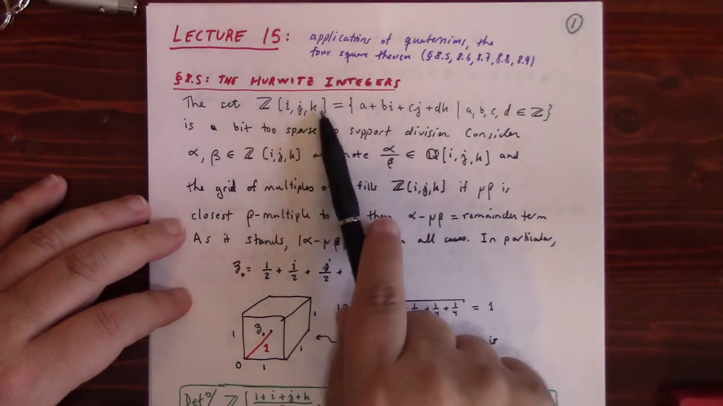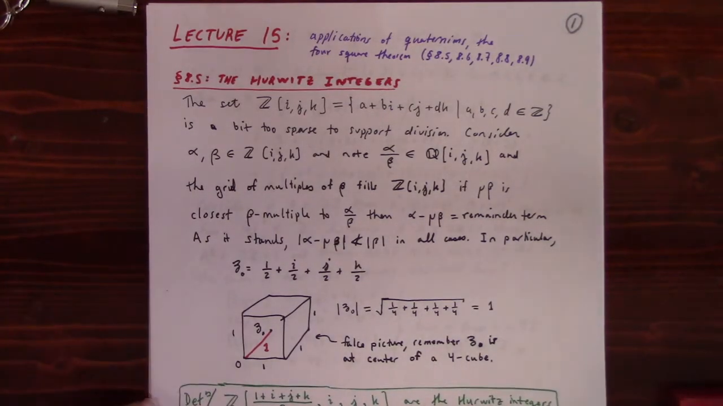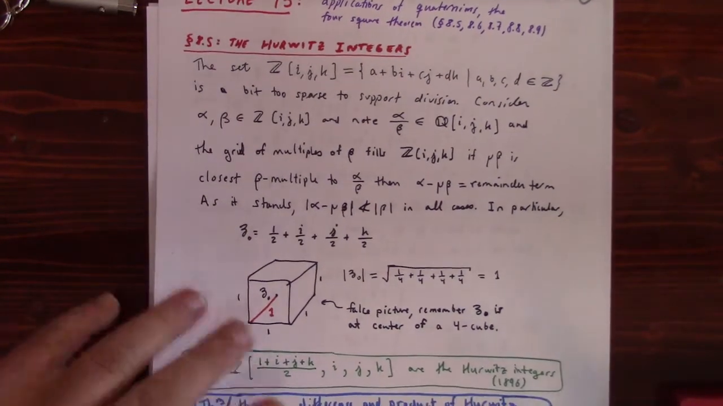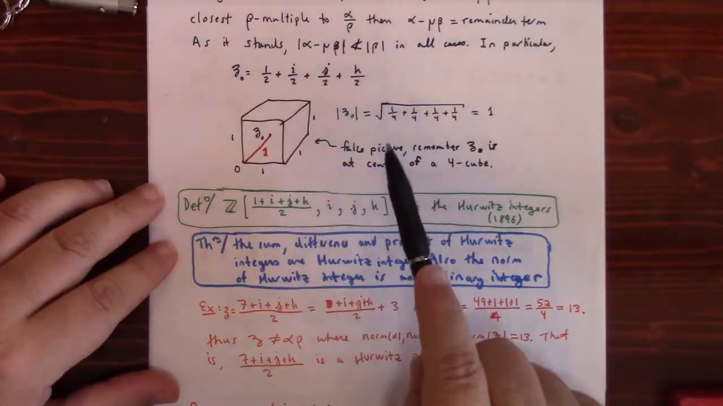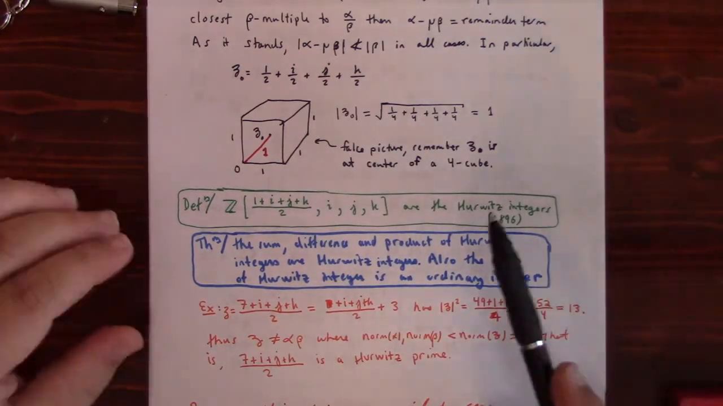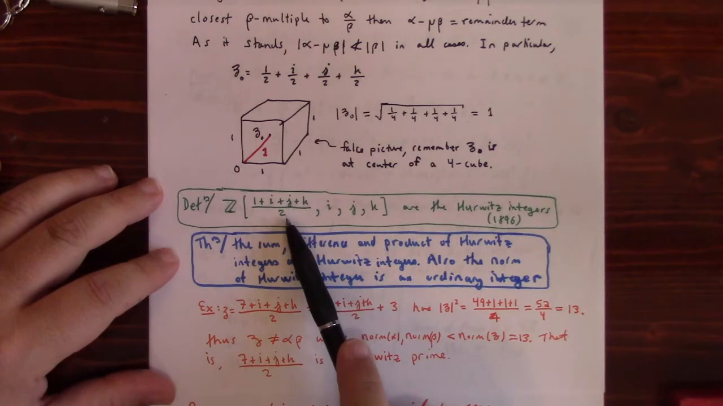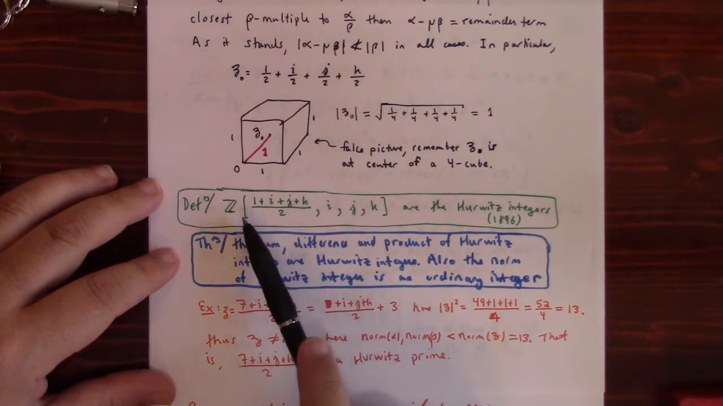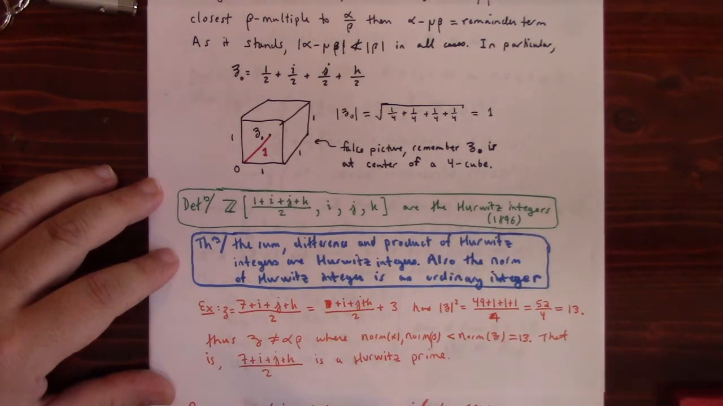It's too spread out, so the division algorithm is not going to hold. But it turns out that if you throw in the half-integer ones, then your fundamental cell is small enough that it works out. If you take the integers and adjoin (1 + i + j + k)/2, as well as i, j, and k, this dreadful algebraic system is known as the set of Hurwitz integers, from 1896.